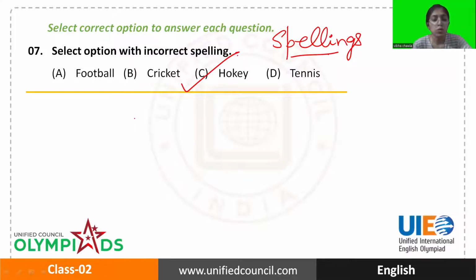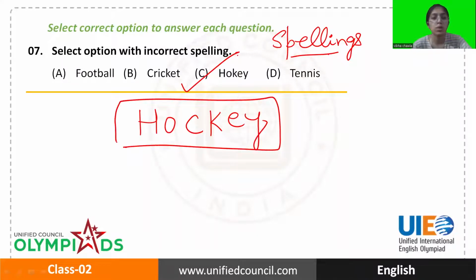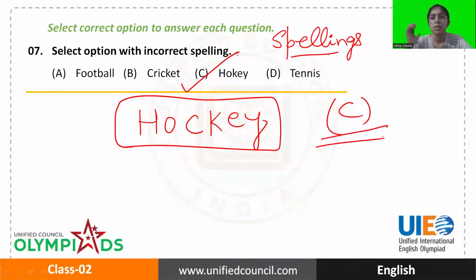The correct spelling of hockey is H-O-C-K-E-Y. Hockey. Okay, it is option C, hockey.